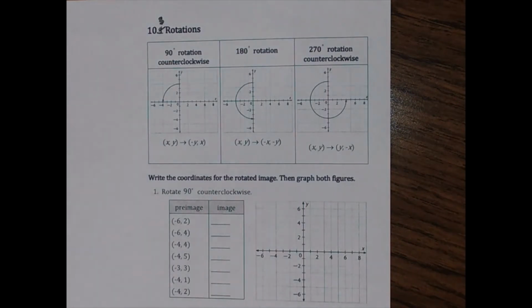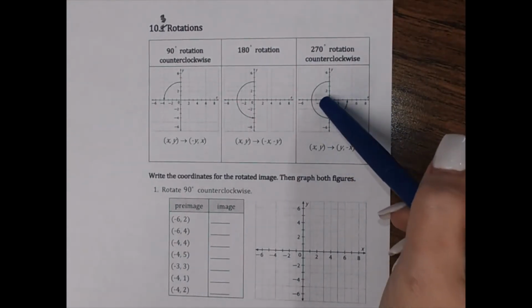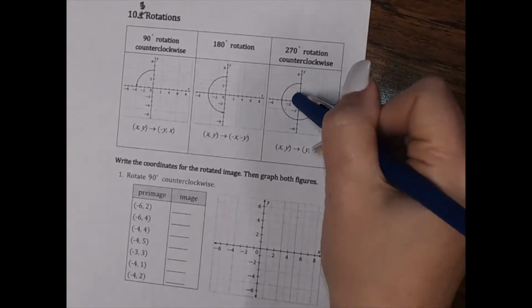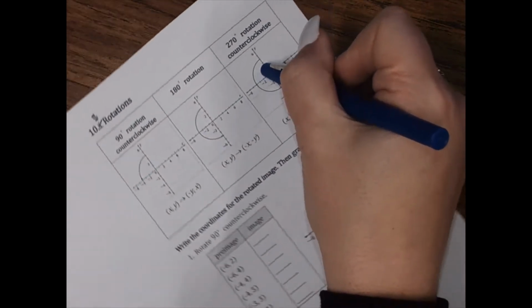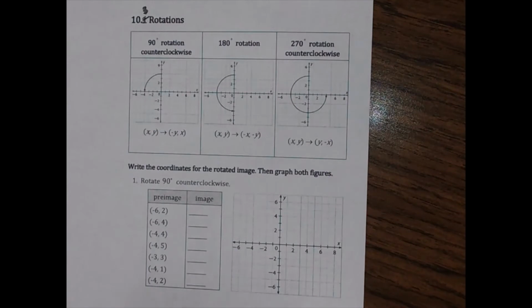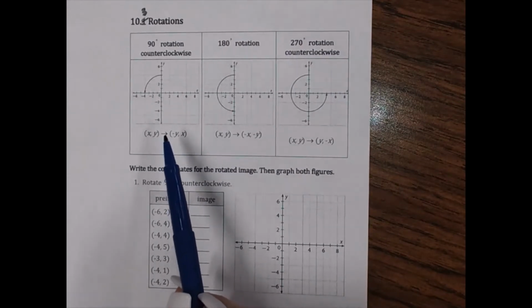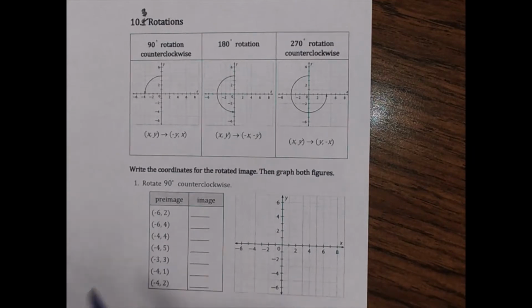So we're going to talk about rotations. Rotations are really just turning your image, whatever it is, in a 90-degree way around the origin. From the origin point, which is 0, 0, we're just rotating it 90 degrees and seeing where it ends up. When you make a rotation, these are the algebraic notations of how these rotations take place.